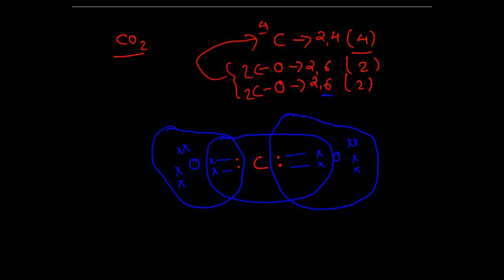Now if you count the number of electrons in this carbon, it has 1, 2, 3, 4, 5, 6, 7, 8 electrons. It has completed its octet state, and this oxygen has 1, 2, 3, 4, 5, 6, 7, 8 electrons. It has completed its octet state, and this oxygen also has 8 electrons and has completed its octet state. So the dot and cross diagram of a covalent compound is also very simple.